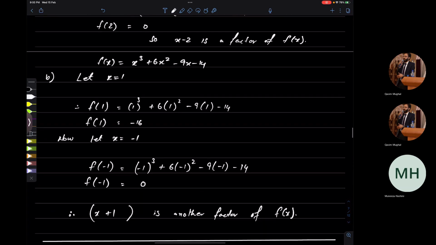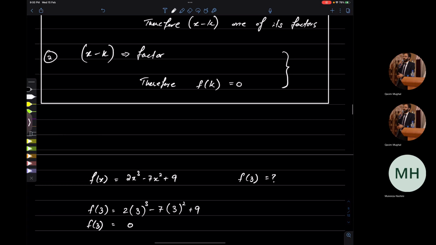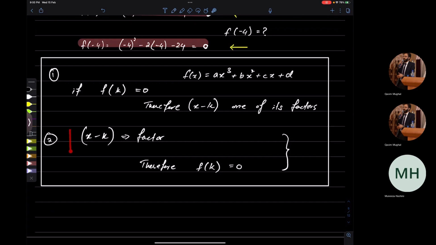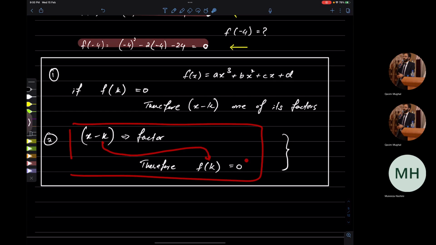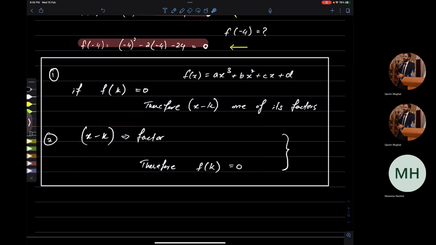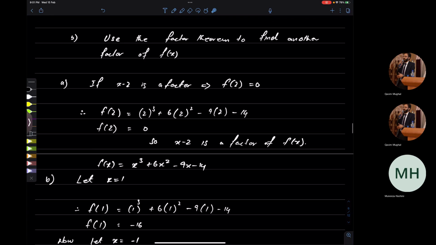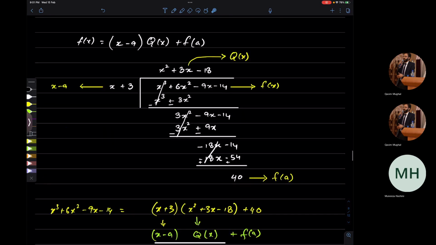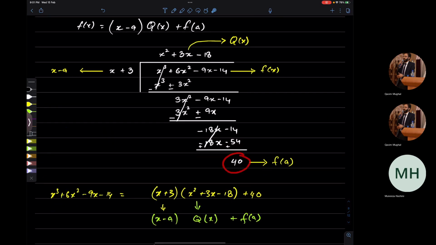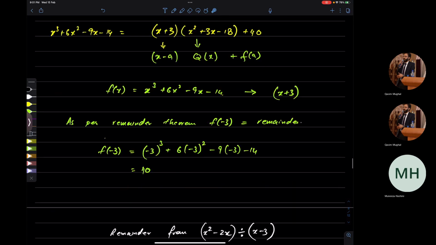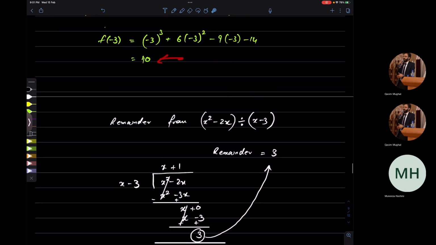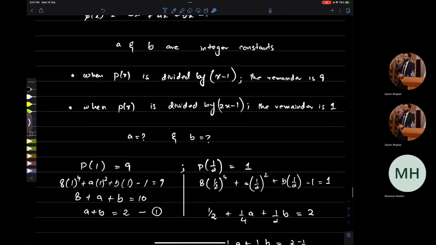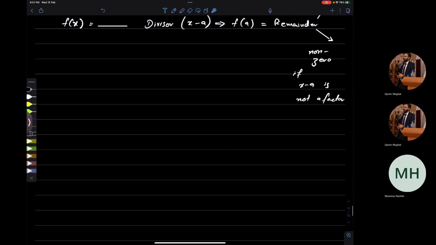So this was explained from different perspectives here. If it's a factor, change the sign, put it in the function, and it should give you 0. Why? Because it's a factor, so you know the remainder is going to be 0. But sometimes you don't know if it's a factor or not, so whatever the remainder is, you should be able to get that as the answer. So that is the factor and the remainder theorem.